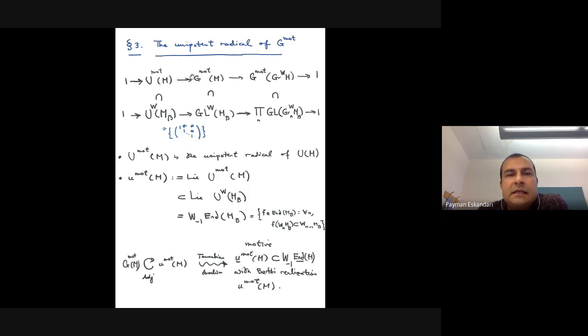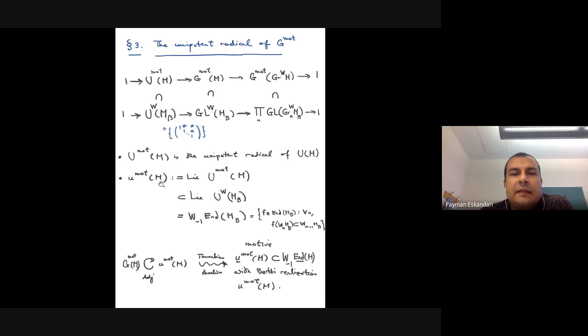Now, you can look at the adjoint representation of the motivic Galois group. It acts on its own Lie algebra, and this being a normal subgroup, it is going to act on the Lie algebra of this. Let me give a name to the Lie algebra of this group. I'm going to call it lowercase u of M.